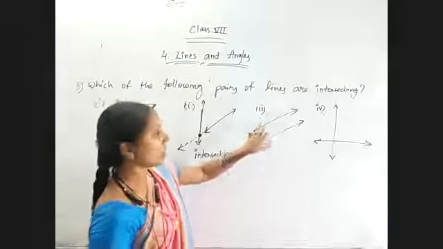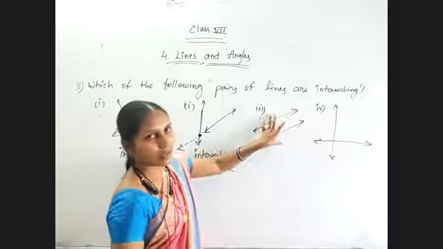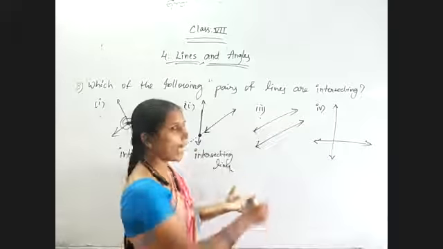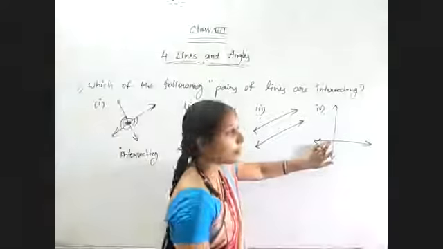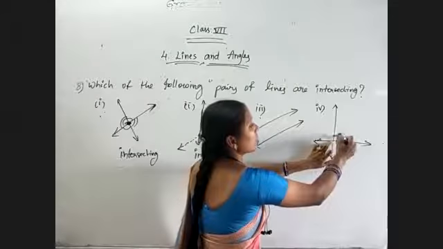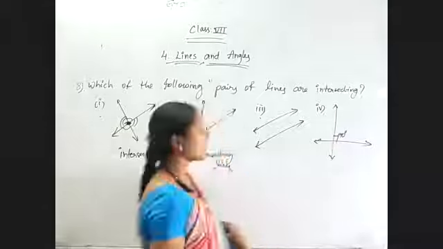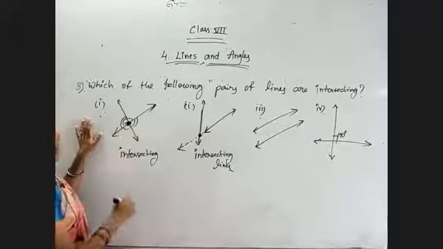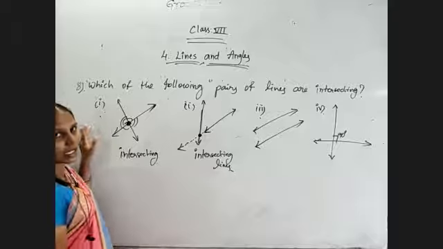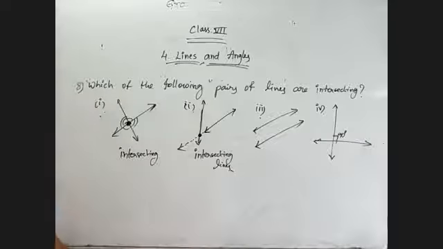Coming to the third one, they are not meeting at any point and maintain the same distance always between them. So these are parallel lines. And coming to the last one, they are intersecting and making a 90 degrees angle. So these are perpendicular lines, not intersecting lines. Okay. And wherever they meet, that point is known as the point of intersection or intersecting point. Okay. Now coming to the next type of angles.